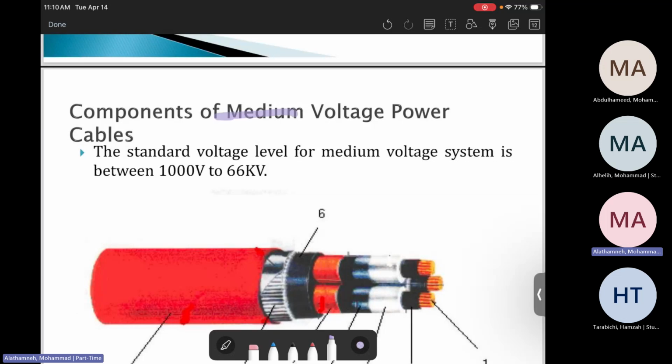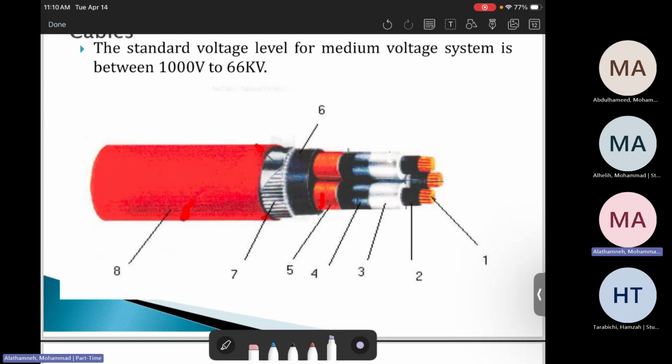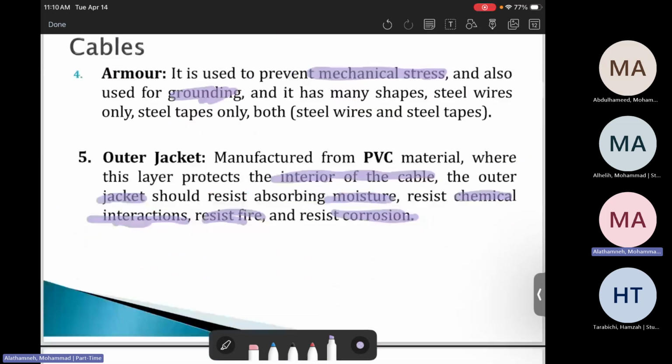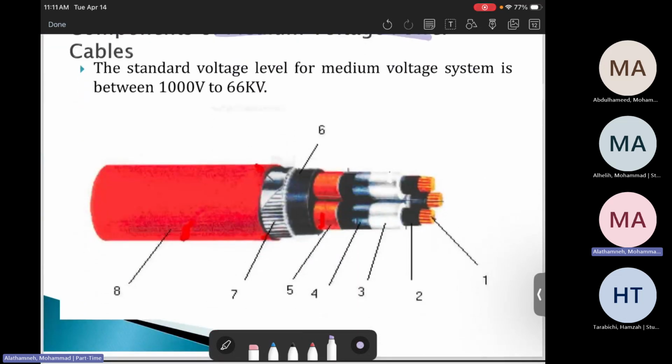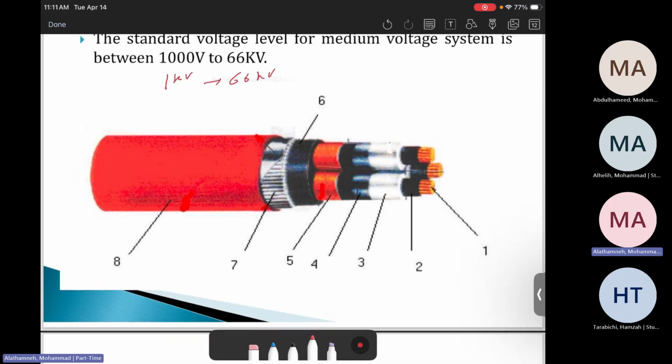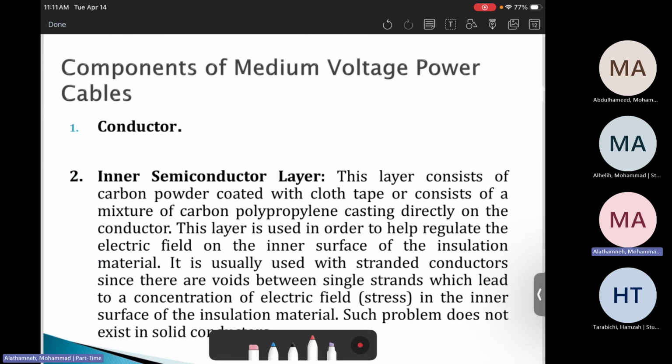How about medium voltage cables? Medium voltage cables are very similar, but we will see they are more complicated. In the past, there were 5 components; now we have 8 components. Medium voltage is anything between 1 kilovolt and 66 kilovolts. Here are numbers 1, 2, 3, 4, 5, 6, 7, 8, so let's talk about them.